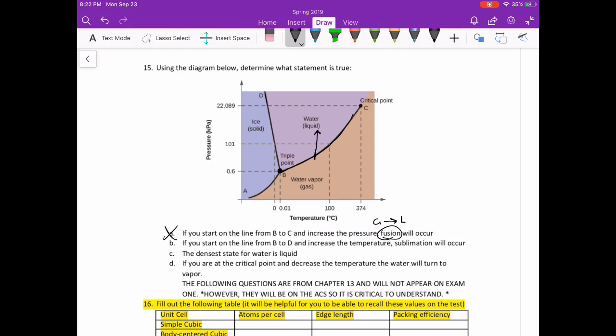B says if you start on the line from B to D and increase the temperature, sublimation will occur. That's going to be my line there. If I increase temperature, I'm going from solid to liquid, and that's fusion. So I know that's going to be false as well.